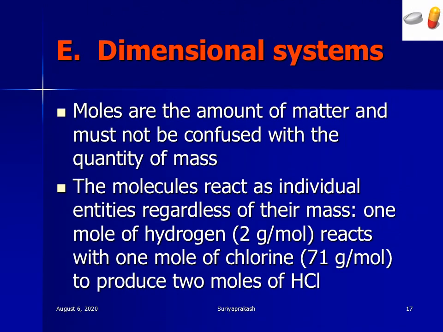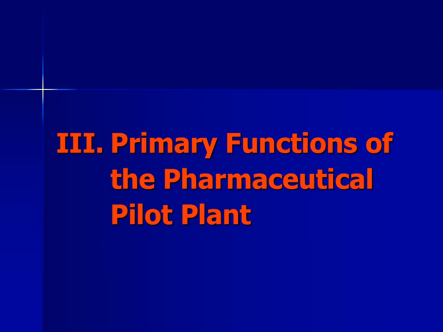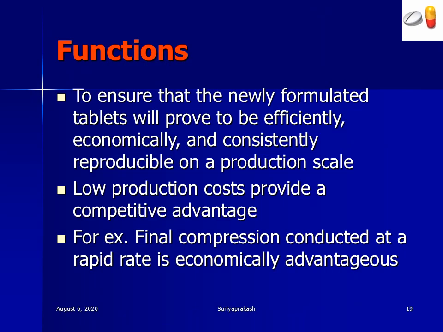Next we move on. Primary functions of the pharmaceutical pilot plant. So what are the primary functions of a pharmaceutical pilot plant? The function is to ensure that the newly formulated tablets will prove to be efficiently, economically and consistently reproducible on a production scale. That means any day you manufacture, once you follow the documented forms of how to manufacture a particular formulation, you should get the same result, reproducible.